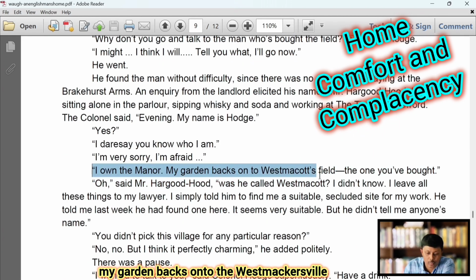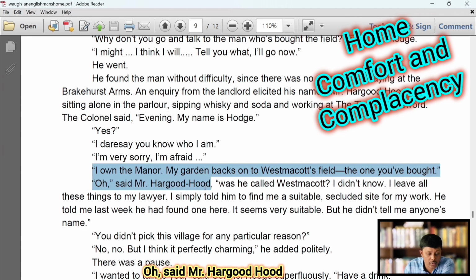My garden backs onto the Westmacott's, the one you haven't bought. Oh, said Mr. Hargood. Was he called Westmac? I didn't know. I leave all these things to my lawyer.